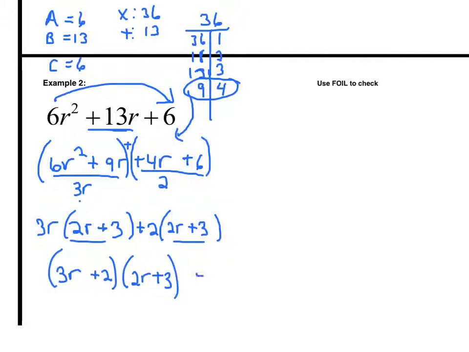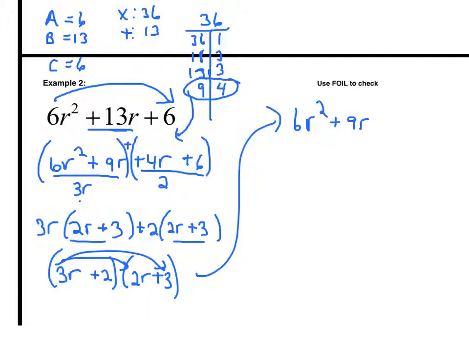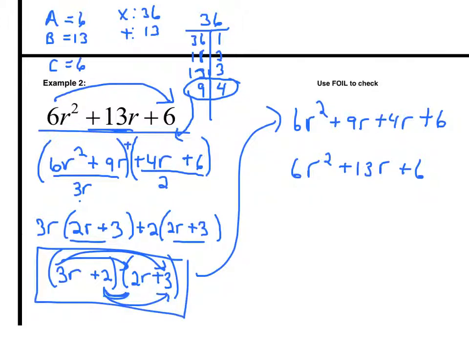And we can double check by doing FOIL. So we can multiply 3 times 2 is 6r squared, and then plus 9r plus 4r here, and then 2 times 3 makes 6. And so I should get what I originally started with, and I do. So there's my answer right there. All right, I'm going to show you another method.